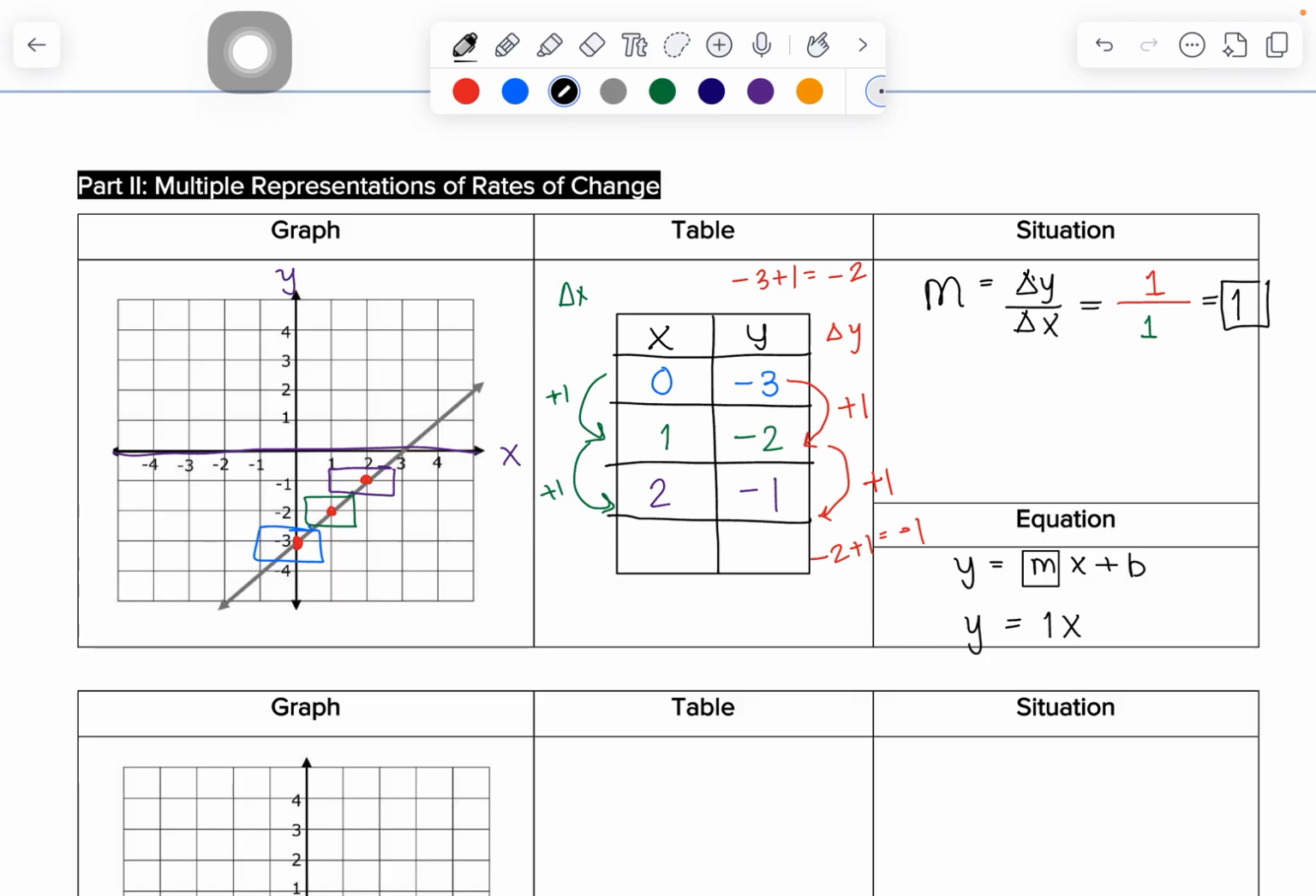Now to find b, this one is the easiest. To find b, we just need to find when x is equal to 0. What's the y value when x is equal to 0? And we have it right here. When x is 0, y is equal to -3. So that means b is equal to -3. That's it.